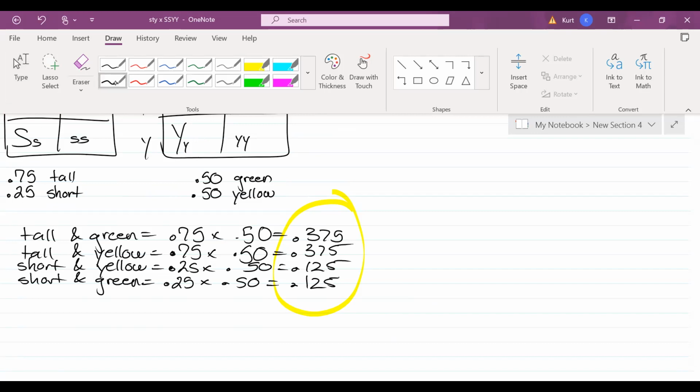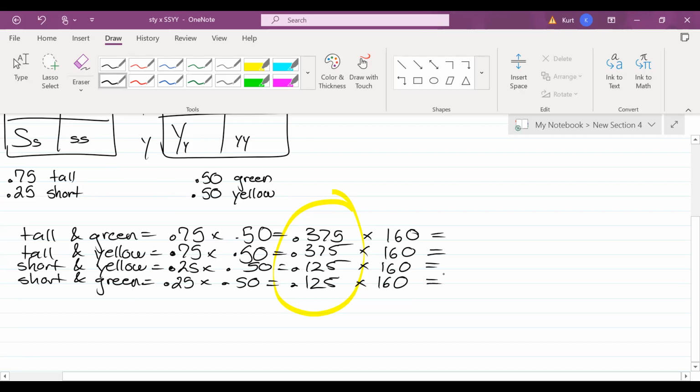Now, step two on the whiteboard says calculate the phenotypic quantities. If you looked on the original PowerPoint slide, it told you that you had 52 tall and green, 55 tall and yellow, 26 short and green, 27 short and yellow, for a total of 160. You need to have that total. So the total is 160.